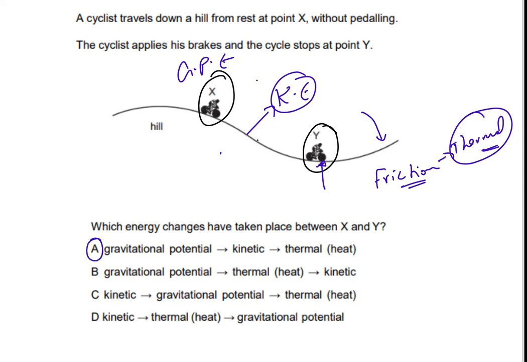So the correct option would be A and not B, because at point Y it is about to stop or about to slow down. So the correct sequence would be this: gravitational, kinetic, and thermal.